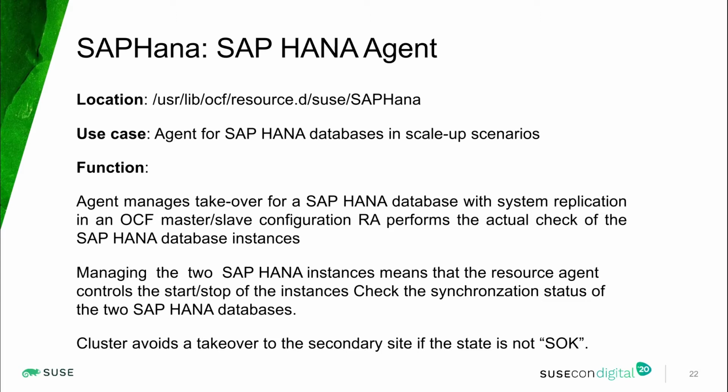So we start with the first resource agent, SAP HANA, which is the agent for the SAP HANA database in the scale-up scenario. It manages the takeover for an SAP HANA database with system replication in an OCF master-slave configuration. The resource agent controls the start and the stop operations, and it checks the synchronization status of the two SAP HANA databases.